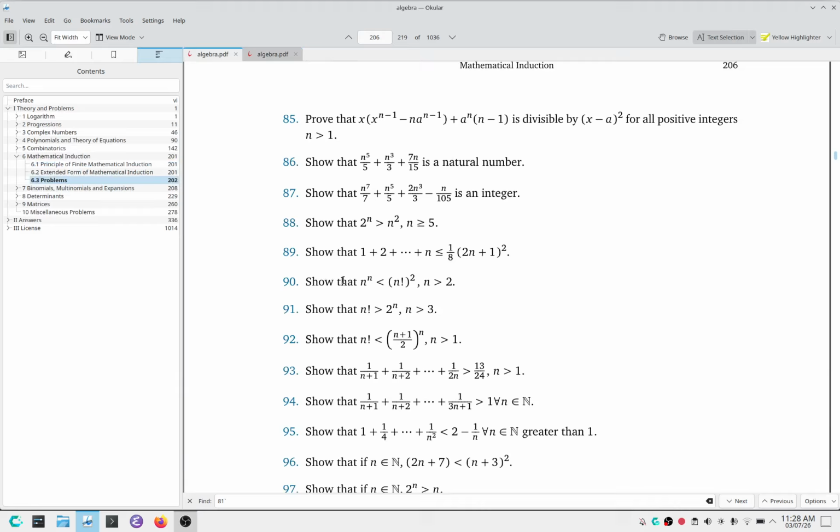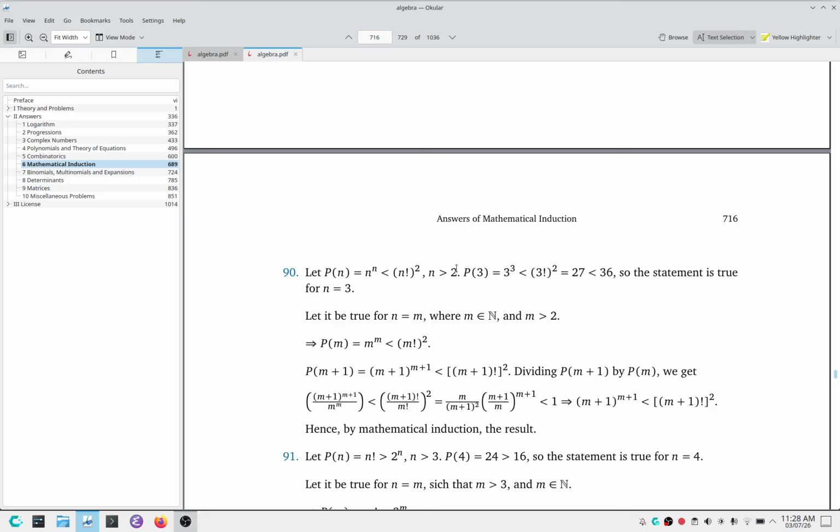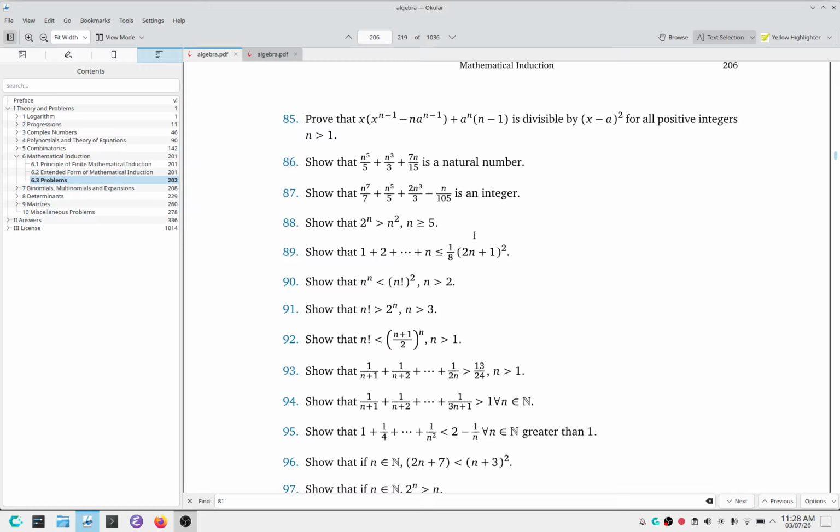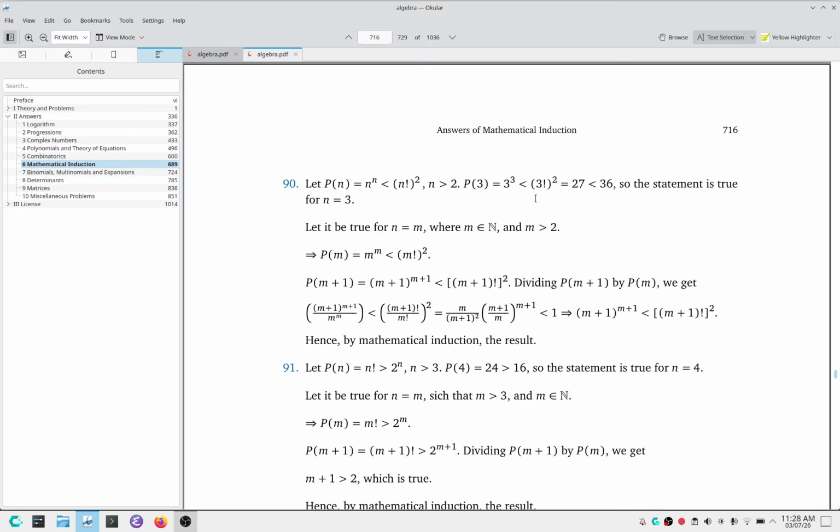Question 90 is a famous inequality. We have to show that n raised to the power n is less than or equal to n factorial whole square, where n is greater than or equal to 2. So first we put n is equal to 3, n is greater than 2. So we put n is equal to 3, we get 3 raised to the power 3 less than or equal to 3 factorial square, that is 27 less than 36.